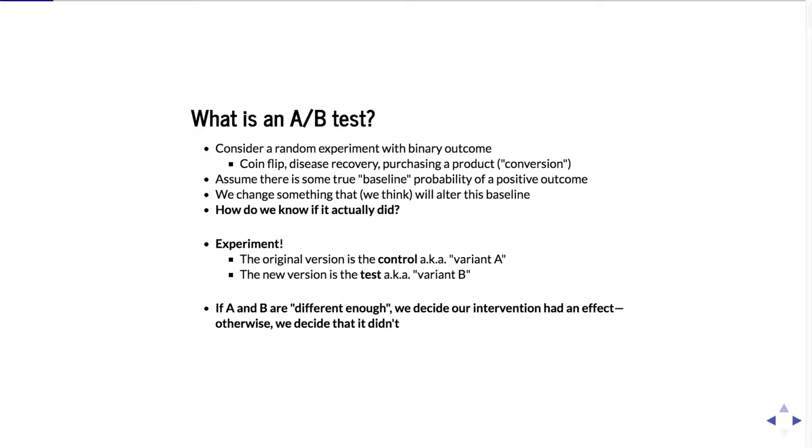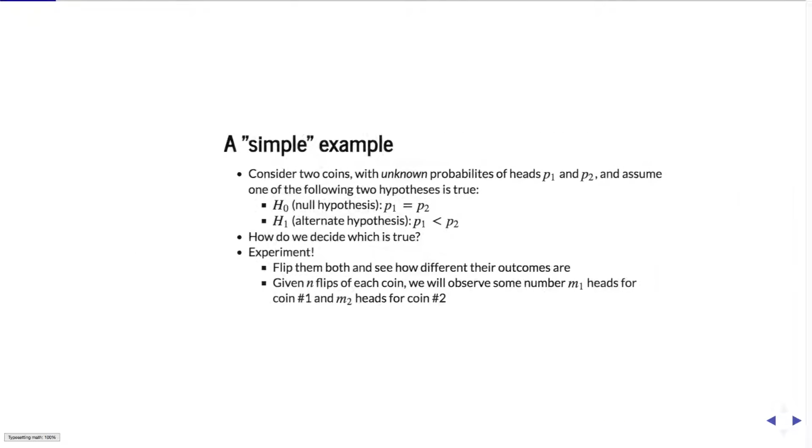The intuition is that if they're different enough, then we decide what we did had an effect. Otherwise, we decide that it didn't. And all of the statistics around this are about how you know if they're different enough, because these are random processes. So they're going to be different just because of noise. When are they different enough?